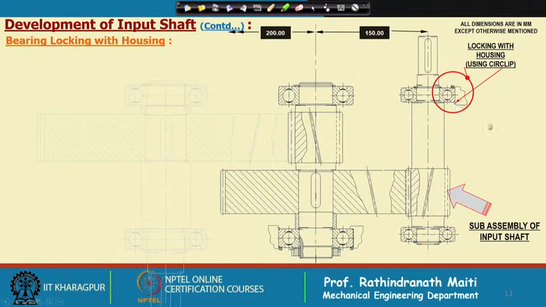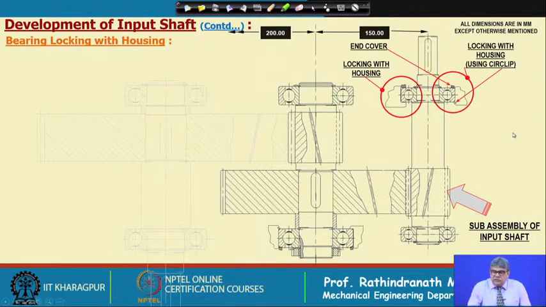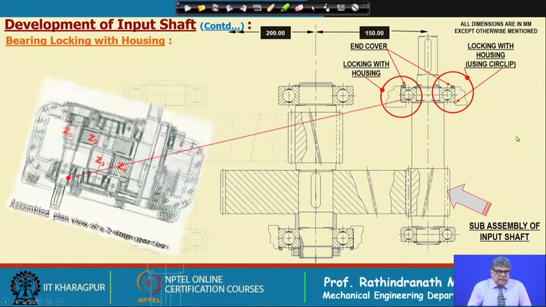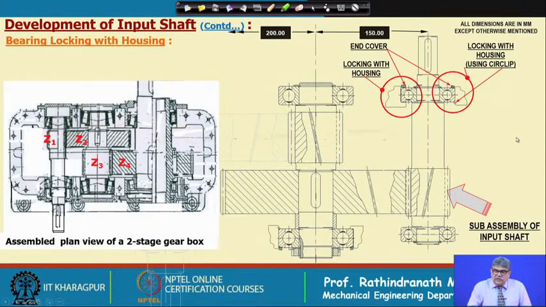So, we have used a circlip here, however, this is the end cover already discussed. However, it also can be locked like this while we are boring. Instead of making this circlip groove, we keep some material so that the bearing outer race can rest on that, and then the cover from the other side. So, the end cover is shown here, and this is the input shaft we have shown. If we consider that as the gearbox, then we have completed the first layout of the input shaft.